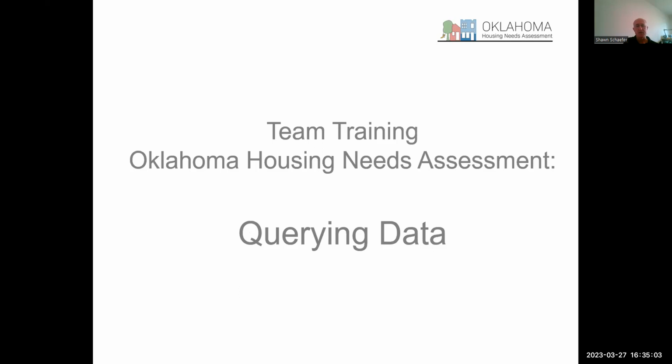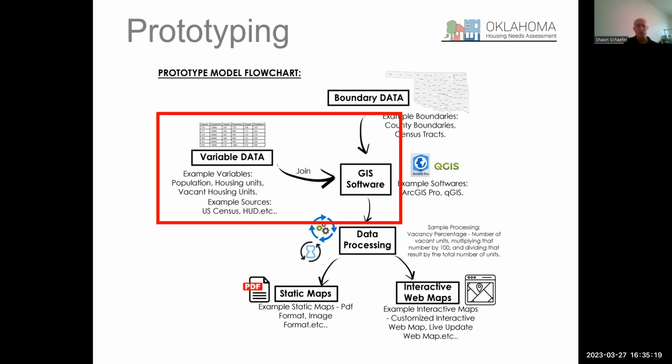If you've been looking at some of the other earlier tutorials, they're very preliminary, and this is where we really get into the power of GIS and how it works with data. This is part of our prototype model flowchart. Again, we're focusing on the GIS software, but this also relates to how you use your variable data. With that, I'm going to shift over to ArcMap.